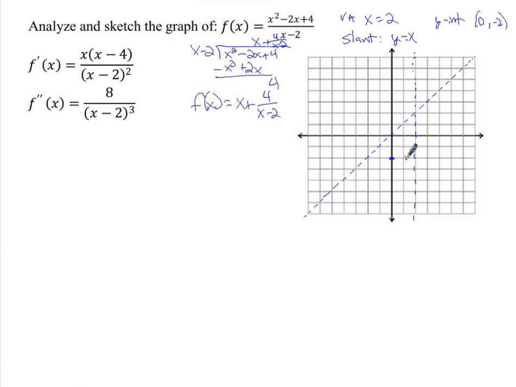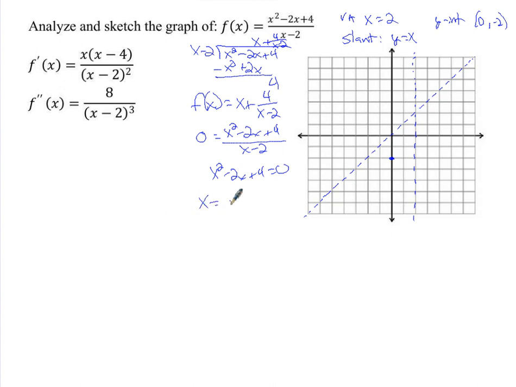For x-intercepts, I set y equal to 0. So I have 0 equals x squared minus 2x plus 4 over x minus 2. The denominator goes away when I multiply it by both sides. Then I have x squared minus 2x plus 4 equals 0. So I want to factor that. Two numbers that multiply to give me 4, but add to give me negative 2? There are no two numbers that do that, so I need to use the quadratic formula.